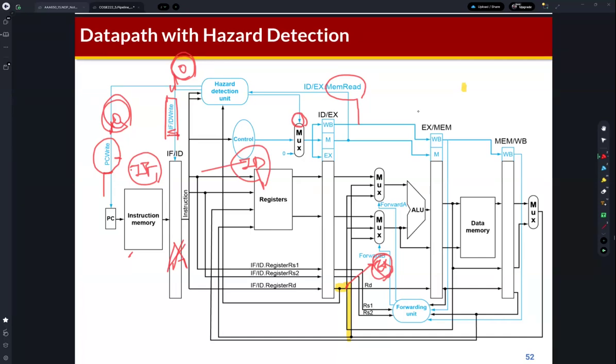Also, when the hazard is detected, the hazard detection unit generates this signal, right? And then, as you can see, it makes all control signals 0, right? So it generates the bubble in the next cycle, okay? So this is the hazard detection unit.